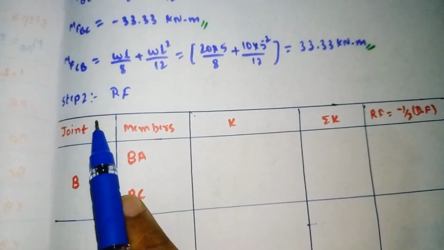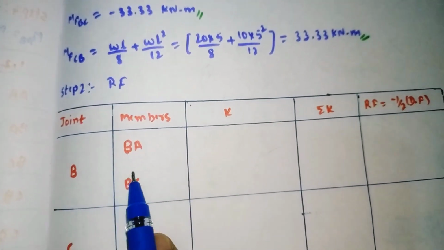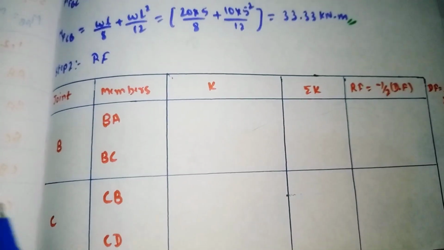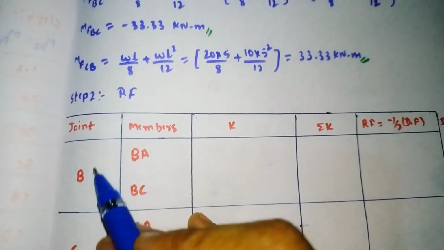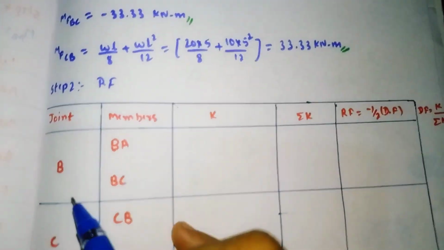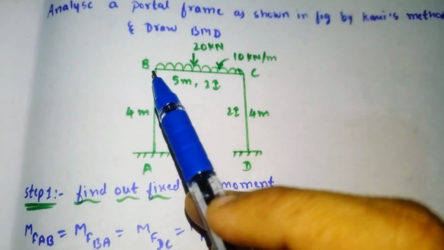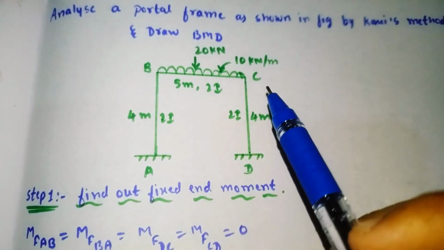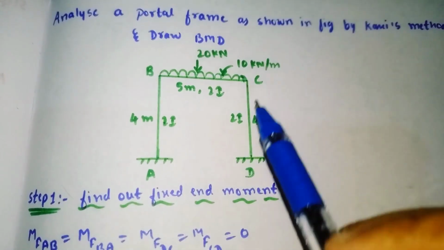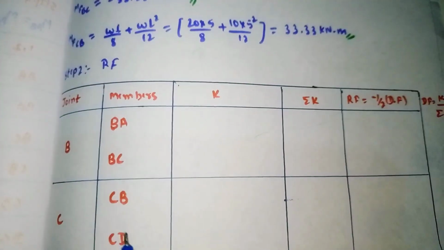So our next step is to find the rotation factor. For that we need to draw this table. It is carrying the joints. Here we have two joints, B and C. For joint B it has the members BA and BC. Joint C has the members CB and CD. So I have written them here.